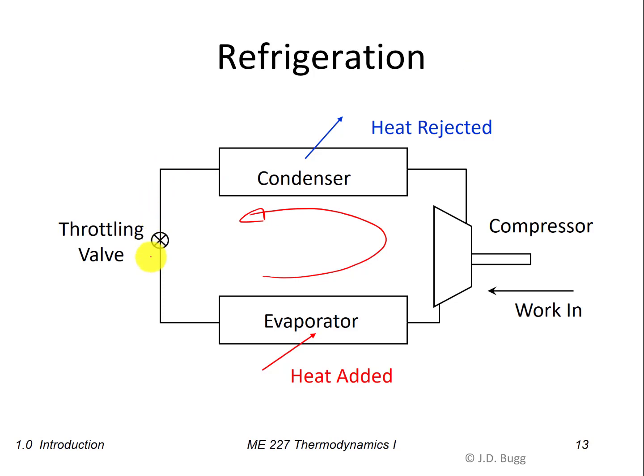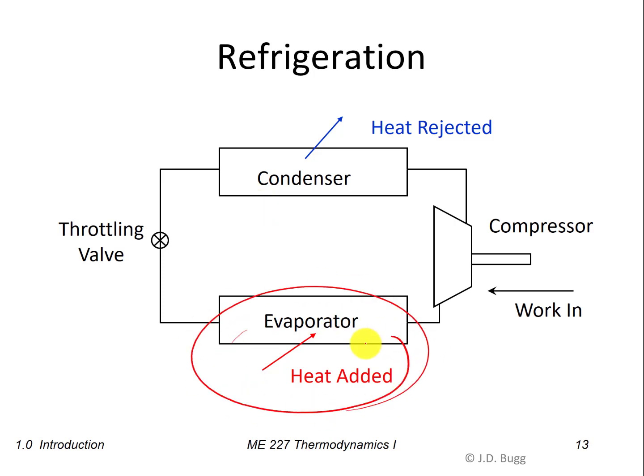and then it goes through a throttling valve. Now there's no work or heat transfer in the throttling valve, but the pressure drops way down. And then finally it enters the evaporator where heat is added to the working fluid. So if you think about this refrigeration system in a practical application, like a refrigerator in your kitchen, this evaporator is inside of the refrigerator.